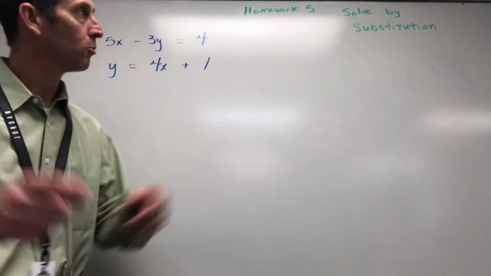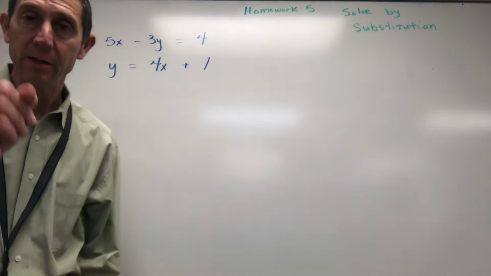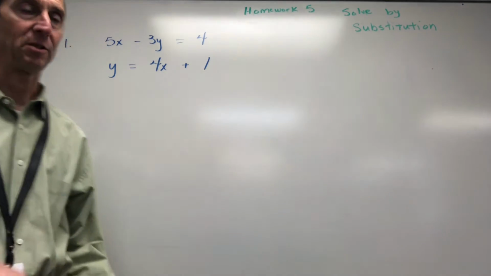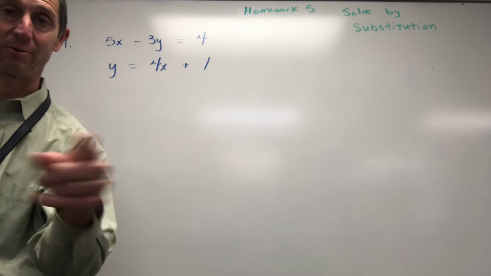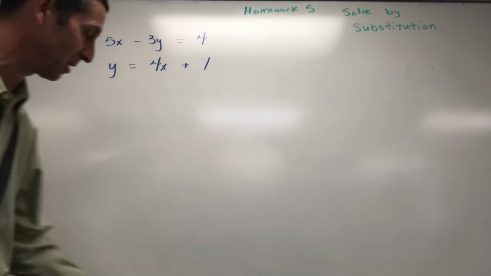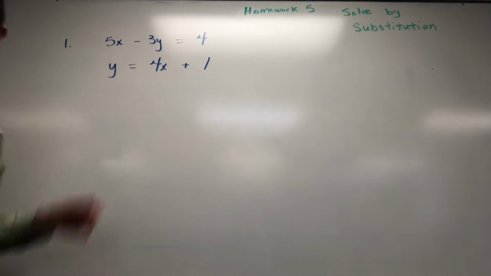All right, guys, homework 5. Today we got to learn the substitution method. So you've got to solve for an x and you got to solve for a y. Two answers, one for x, one for y. Let's solve by substitution. You've got your two equations.